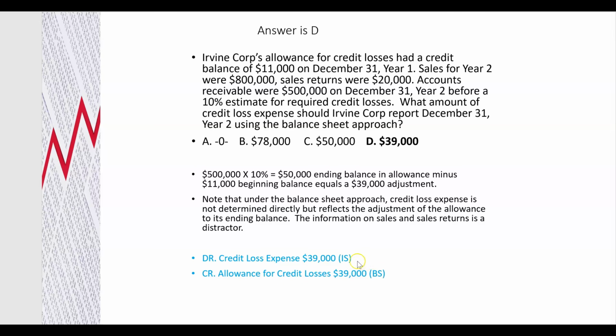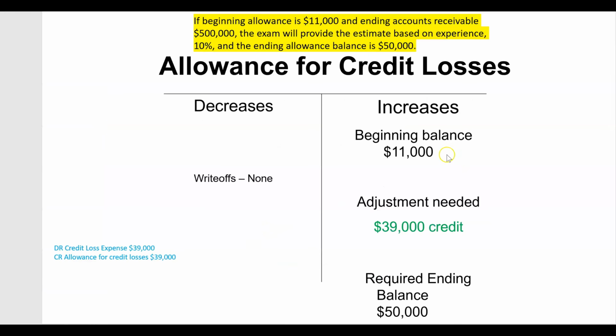Credit loss expense is an income statement account. Allowance for credit losses is what kind of an account? It's a contra-asset. So it's a balance sheet account. So back to our T account, we said that the 11,000 beginning balance, the 50,000 ending balance resulted in an adjustment needed for 39,000 credit. And it was easier because we didn't have any write-offs. There were no write-offs of uncollectibles.